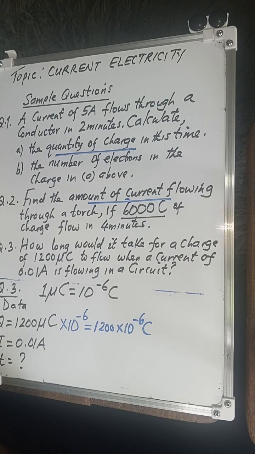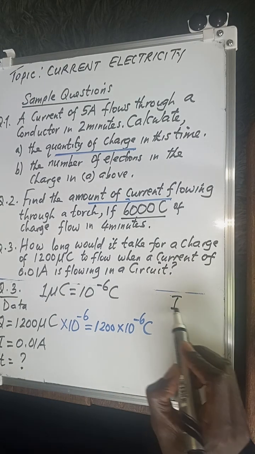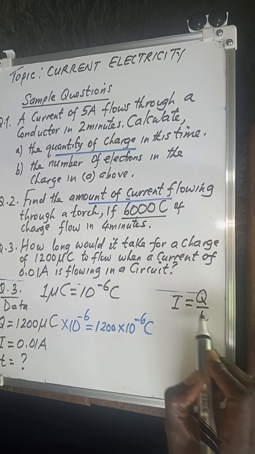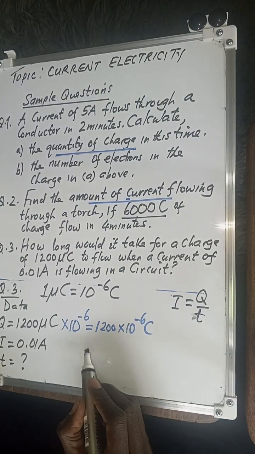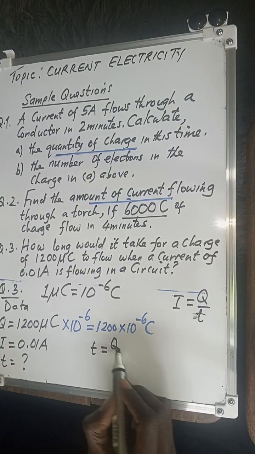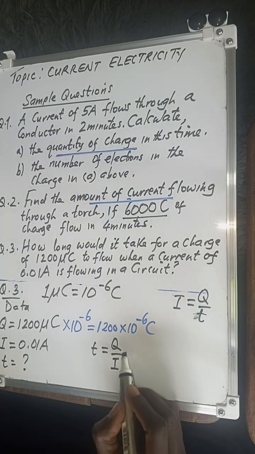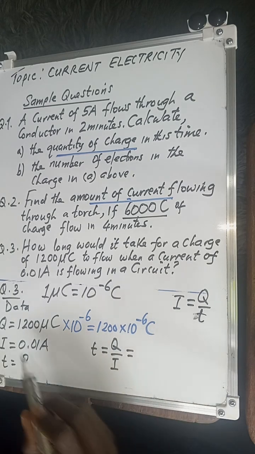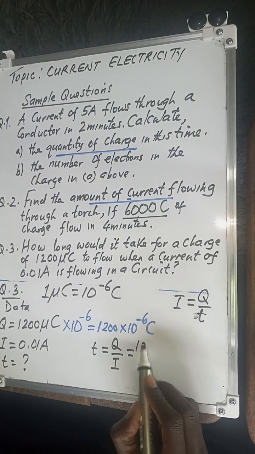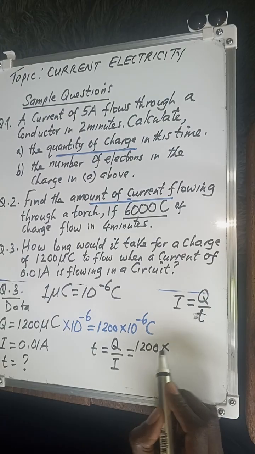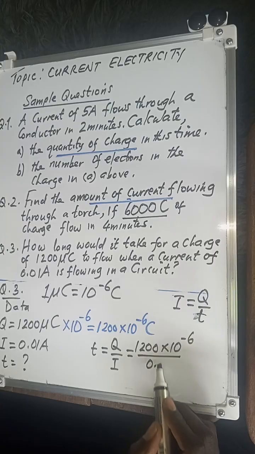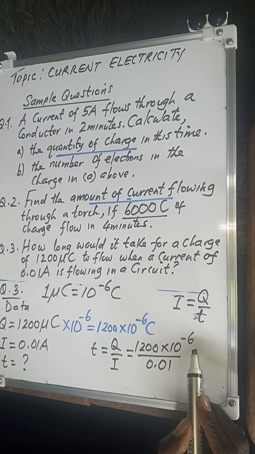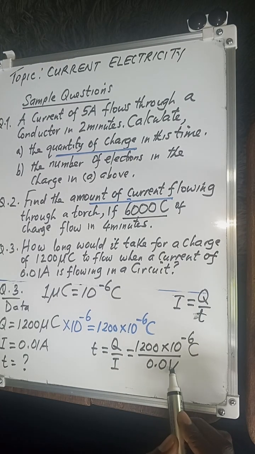All right, so what's the question asking us to find? Time. Well, according to the formula, if you remember, current is equal to charge divided by time. Now, since we are finding the time, you can just exchange that. So time is equal to charge divided by current. That's what we mean. So what's the charge? It is 1200 times 10 raised to the power negative 6 divided by the current, which is 0.01. So remember, that is in coulombs and that is in amps.